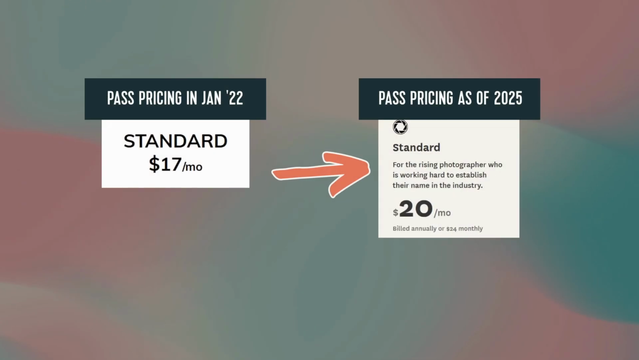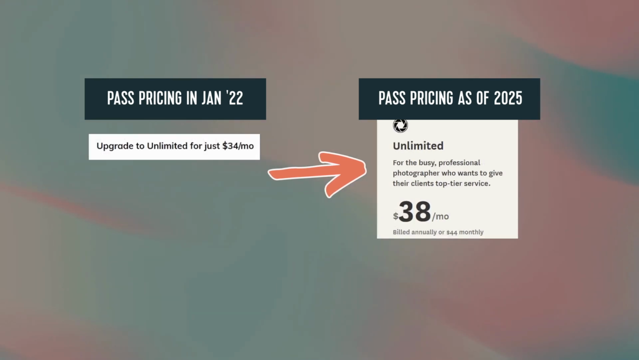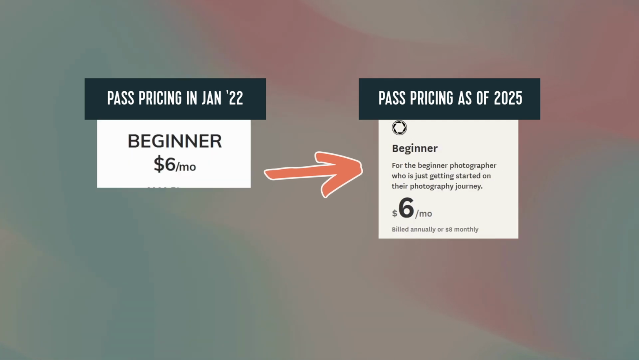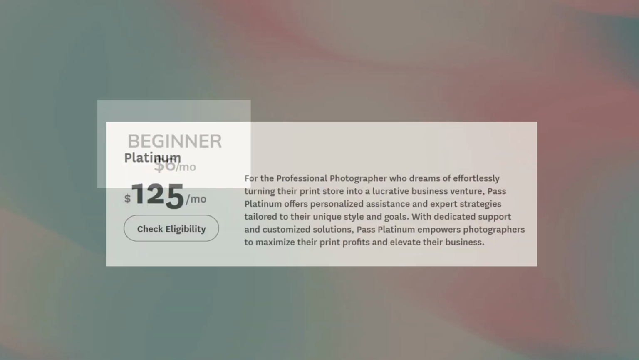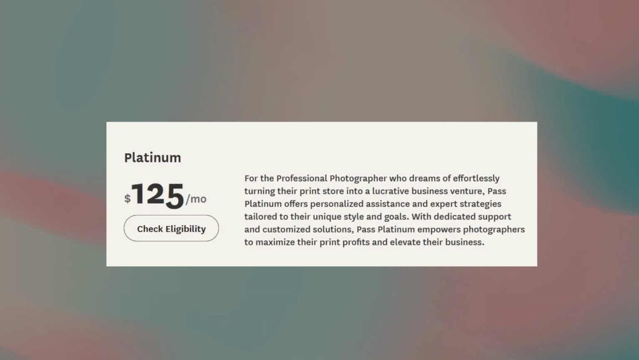The standard plan increased from $17 to $20 a month. The unlimited plan went from $34 to $38 a month. Their beginner tier remained at $6 a month, and they introduced a platinum plan to help eligible photographers with their print store for $125 a month.